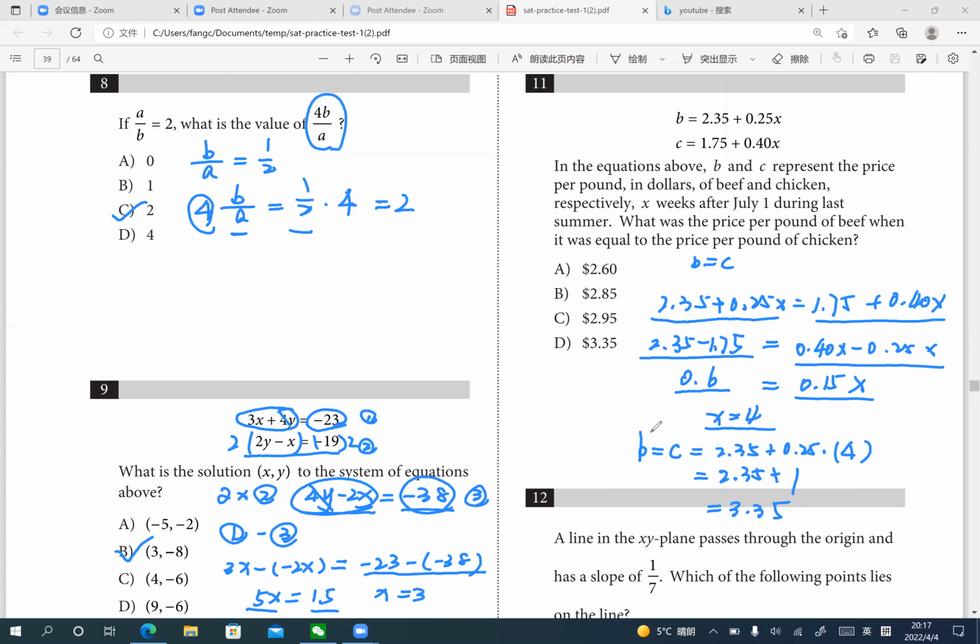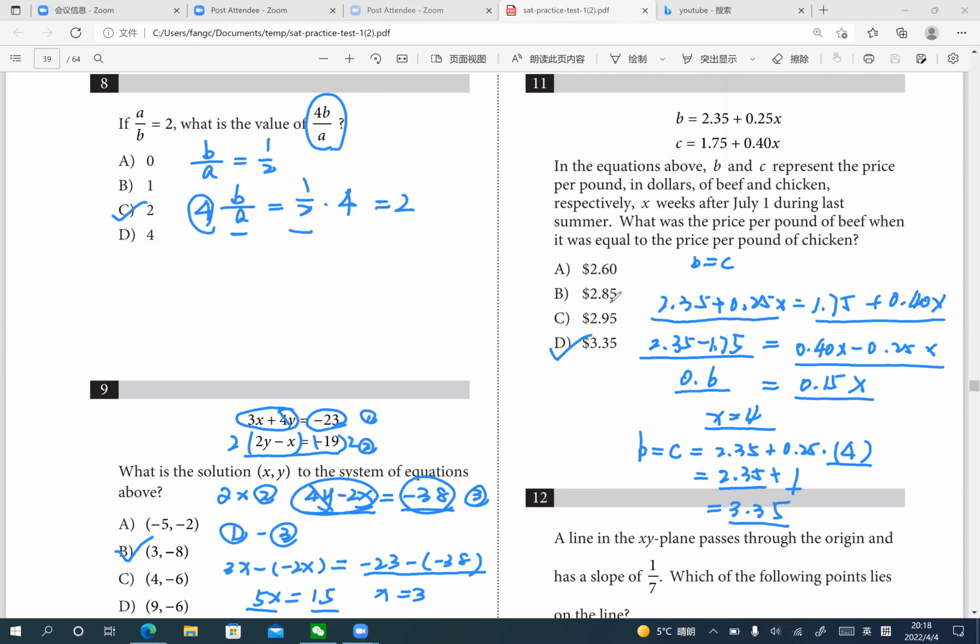But the question is, what was the price per pound of beef? They asked for the value of B or C, because B is equal to C. So B equals C equals 2.35 plus 0.25 times 4. We get 2.35 plus 1, which is 3.35. We should choose option D.